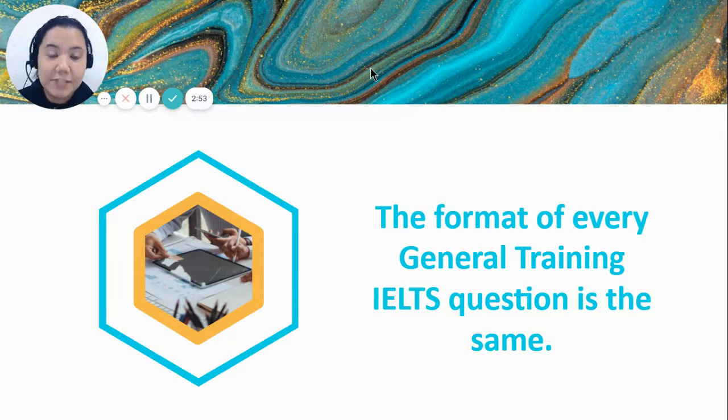All right, the format of every General Training IELTS question is the same. They will always tell you why you are writing the letter, so that will be found in the context. They tell you who to write to, so in that case, it will be your friend. And they give you 3 bullet points that you need to cover. So this is great for us because we can use a standard structure when planning and writing our letters.